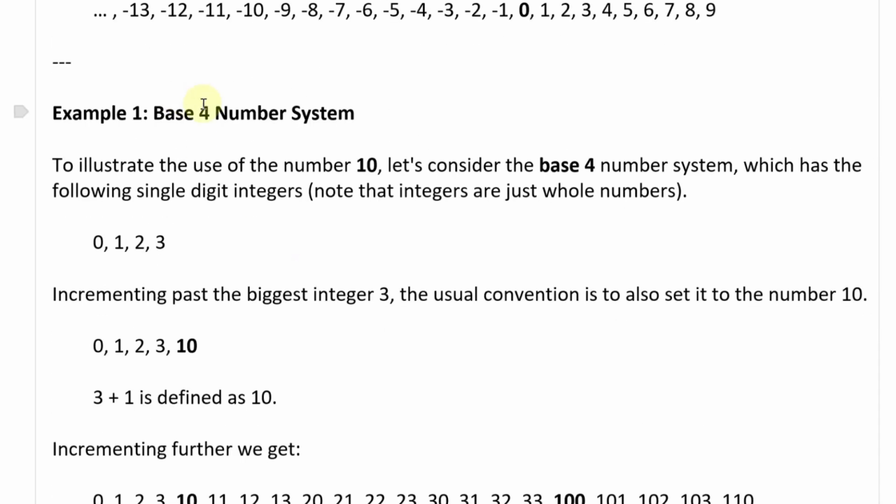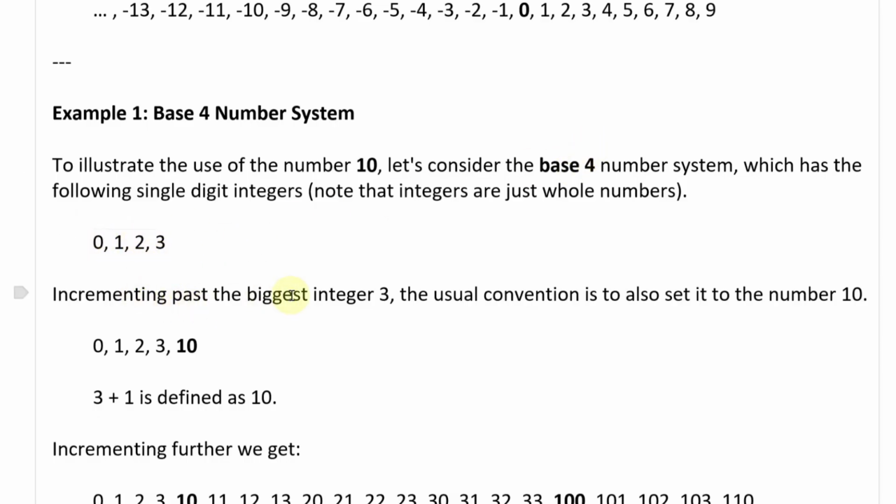So if we look at the base 4 number system, to illustrate the use of the number 10, let's consider the base 4 number system, which has the following single-digit integers. Note that integers, again, are just whole numbers. So we have 0, 1, 2, 3. These are the four single digits of the base 4 system. So you include 0 there.